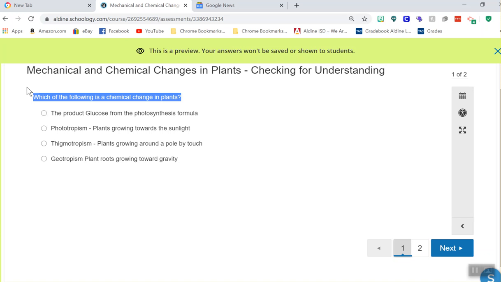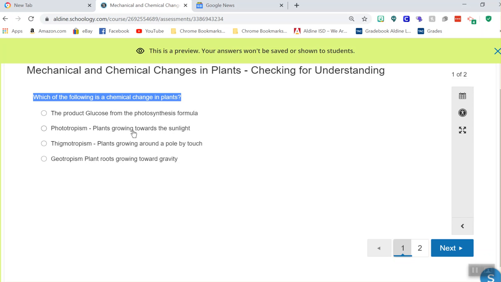Hear the word change? That gets changed into oxygen and energy and a little bit of water. That's what the answer is close to. Which of the following is a chemical change in plants? The product glucose from photosynthesis. Product means it's the end result, what it's making from the chemical change. That's a possible answer. I like that. But let's see if there's another answer, because sometimes you have to make the choice of the best of 2 possible answers.